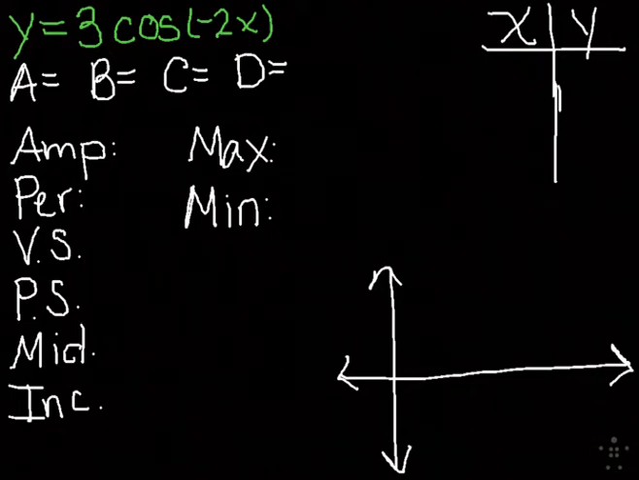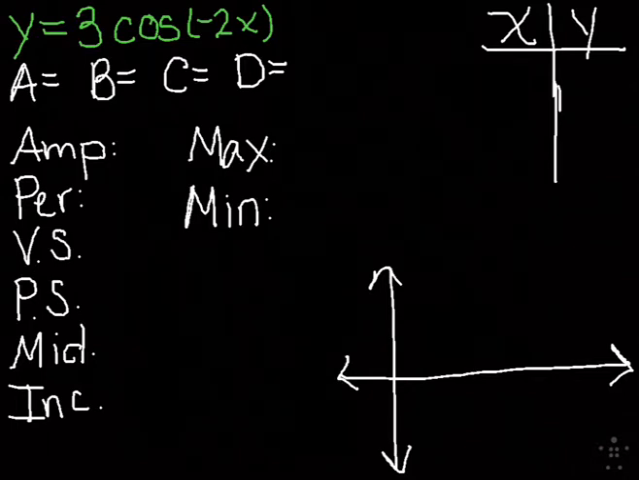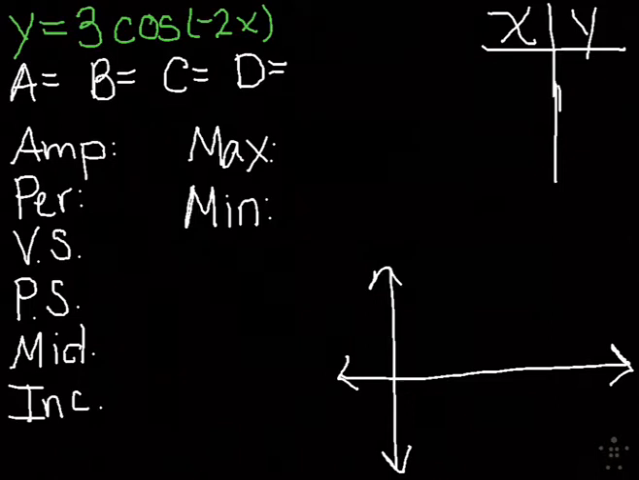Hi everyone, in this video we're going to look at graphing cosine functions. Very similar to how we graph sine functions. We're going to find all those characteristics. Then we're going to do our graphs. Cosine graphs, instead of starting on the midline, start at the maximum or minimum value, then follow their pattern from there. But we're going to go ahead and get started with this first one.